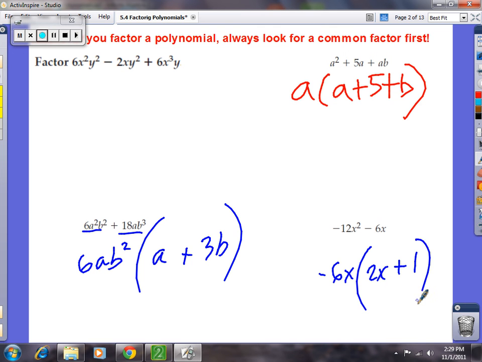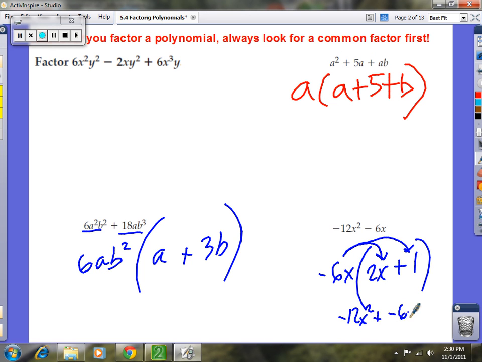Well, do we have to put the 1 in there? Yeah, you do have to put the 1. Because look, when you distribute, this is how you check your work. Negative 6x times 2x is negative 12x squared, plus negative 6x times 1 is negative 6x. Done.